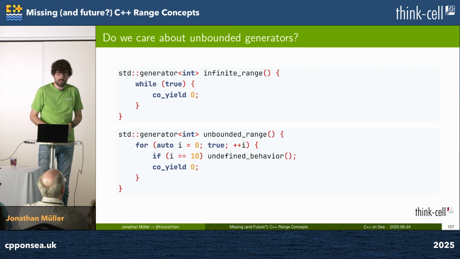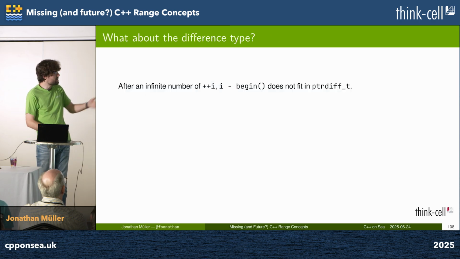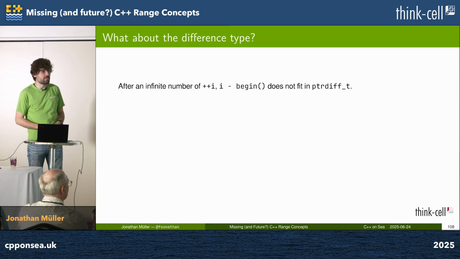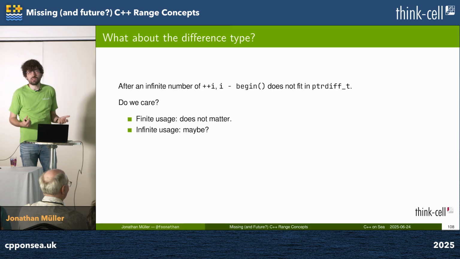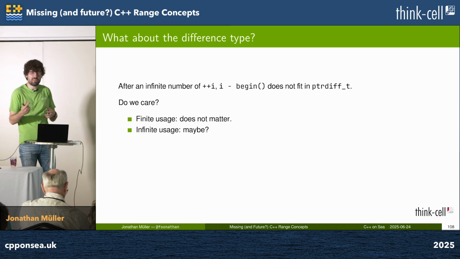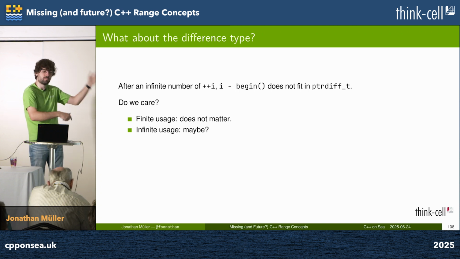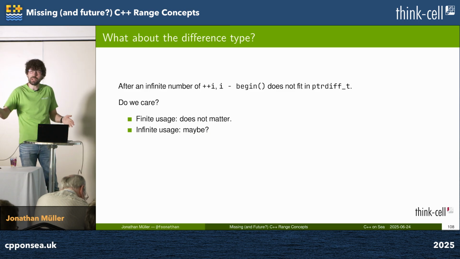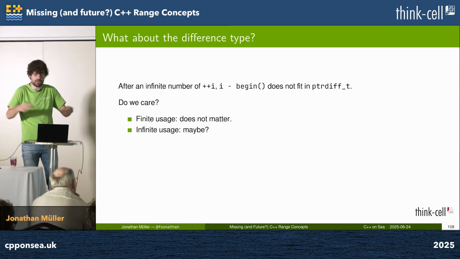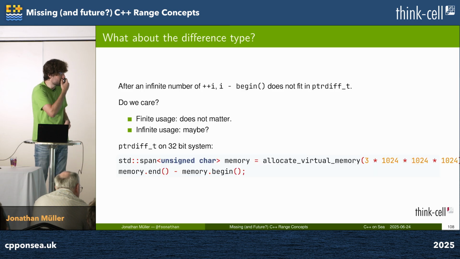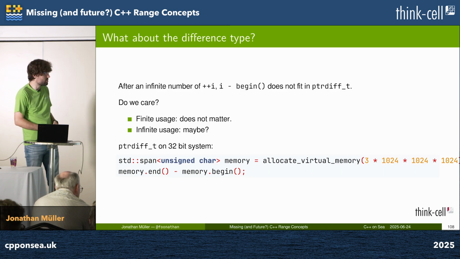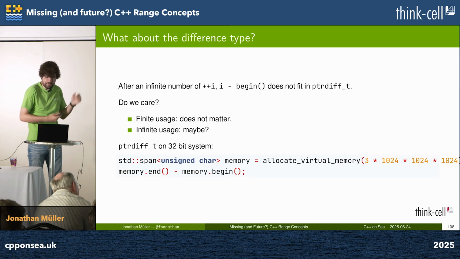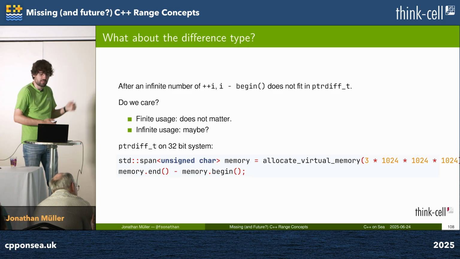And even if you decide this one, what about the difference type? After we did plus I an infinite number of times, I minus begin does not fit in a ptrdiff_t. Do we care? For finite usage, it doesn't matter because we're constrained by something else. But if you're having an infinite usage, maybe you have an iterator from way back then, and then you just waited a couple of hours and now your iterator is all the way over there and the distance is no longer representable. But this isn't really a new problem, because ptrdiff_t on a 32-bit system is only 2 gigabytes, and you can reasonably have ranges that are bigger than 2 gigabytes on a 32-bit system, right? So this problem was always there, it just hasn't been properly specified until now.